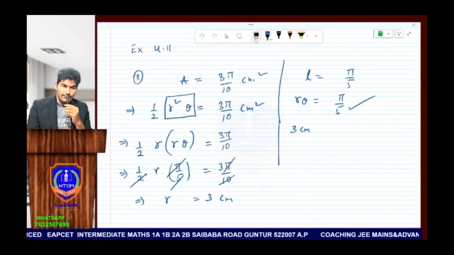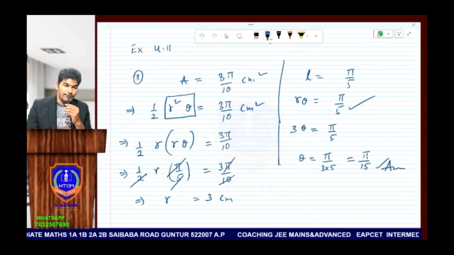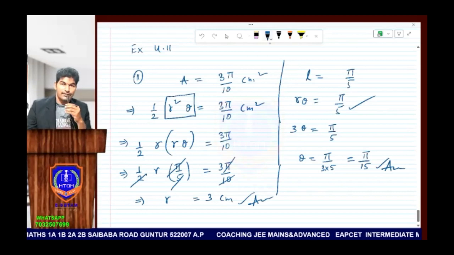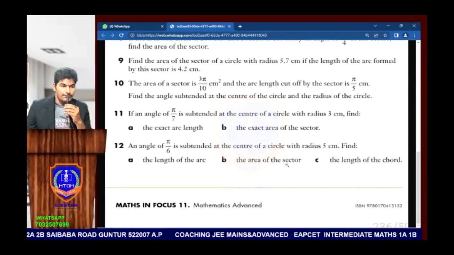Now if you substitute this value here in this equation, 3 centimeters, the units are not needed while you are calculating the angle. So R value 3, and 3 theta equal to pi by 5. So theta equal to how much? Pi by 3 fives are 15. So the angle will be pi by 15. Both are answers for you. Two questions he asked in this problem. One is the angle, so pi by 15, and R will be 3. Okay? Next question.